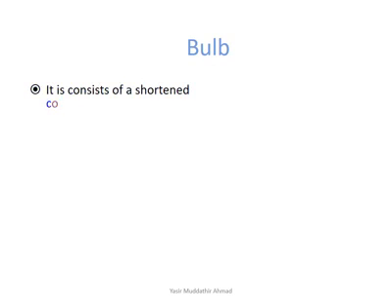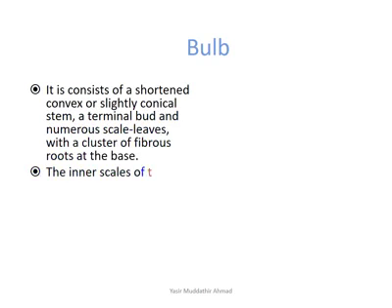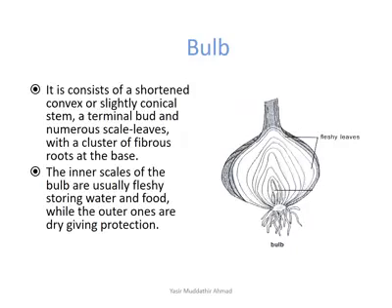The bulb is the third type of the underground stems. Now, as you can see here, it consists of a shortened or convex stem like this one. Now, this is the stem. This is the underground stem. This short stem. Now, all the scaly leaves are coming from this short stem or convex stem.